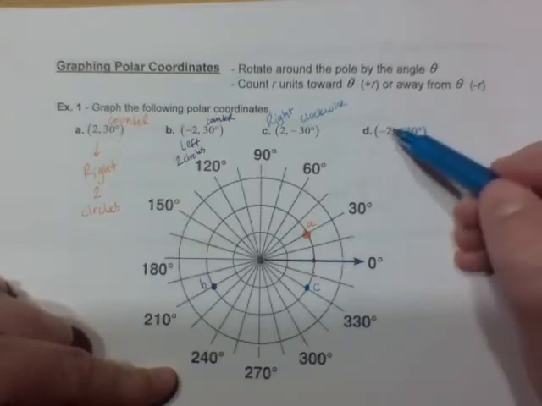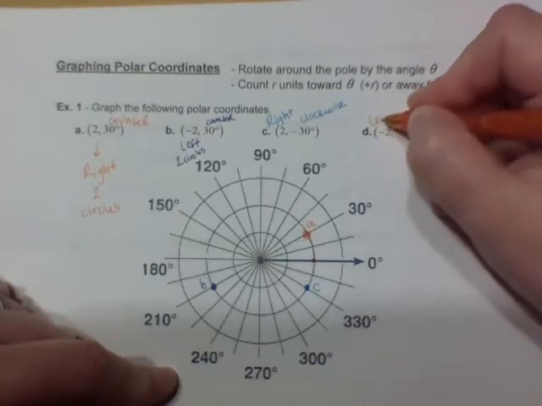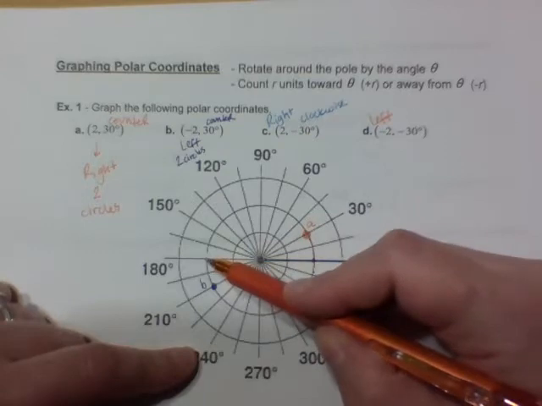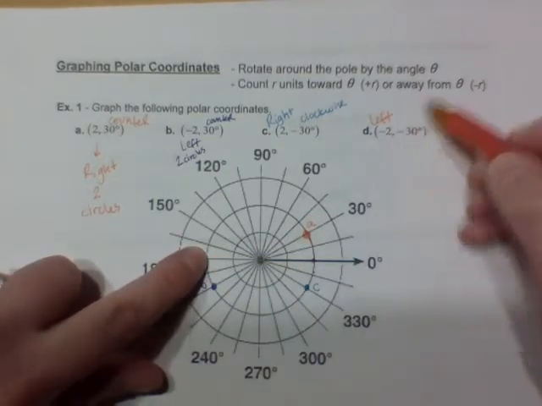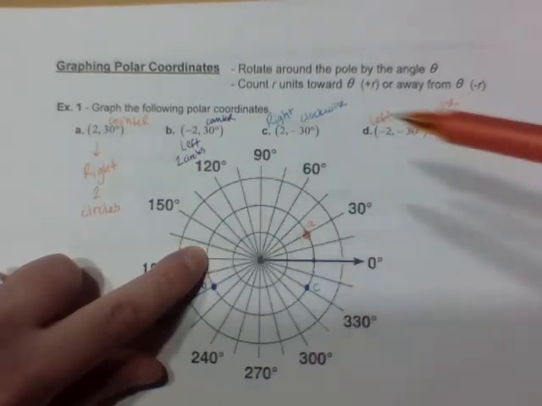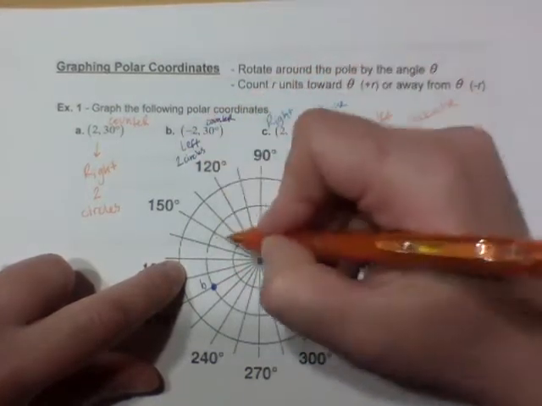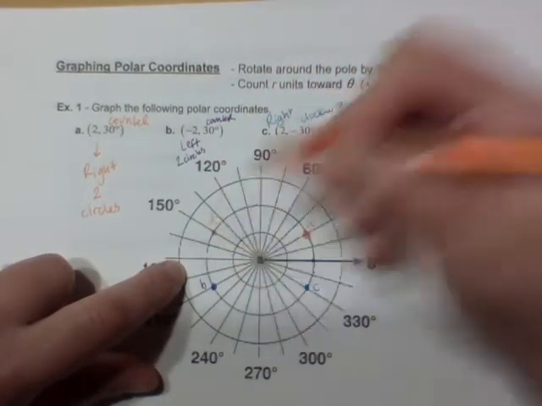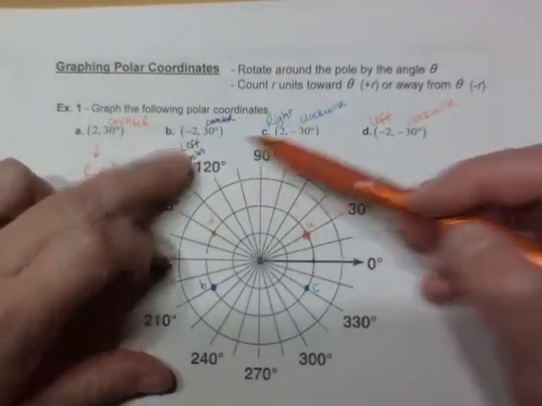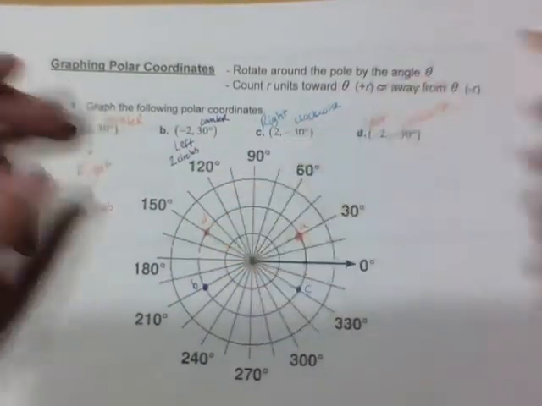Then we have our last one here, which is negative 2. Again, that's going to be left 2 radii. So we're going from the origin, or the pole, left 2, and then from that point, we're going to go clockwise. A clock moves this way, so we go clockwise 30 degrees. So 15, 30. And that's where point D is. Again, very similar coordinates with a negative and a positive, and notice that we get completely different points. So gotta be careful.